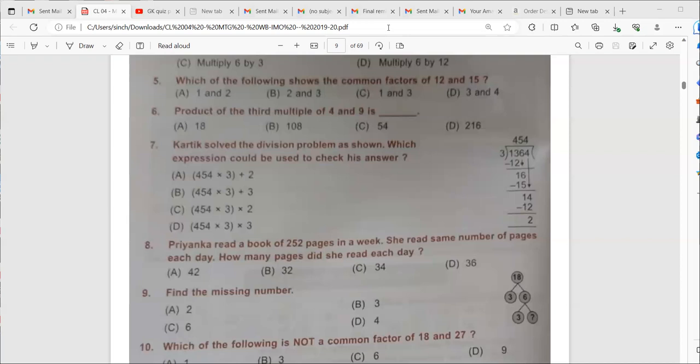Yes, ma'am, but this process is not correct. Third multiple of 4 is 12 and third multiple of 9 is 27. Then the product is the same, so multiply it. Do it, see if you get your answer. No, ma'am, it is not coming. So multiply 4 and 9. What is the answer coming? Ma'am, B.